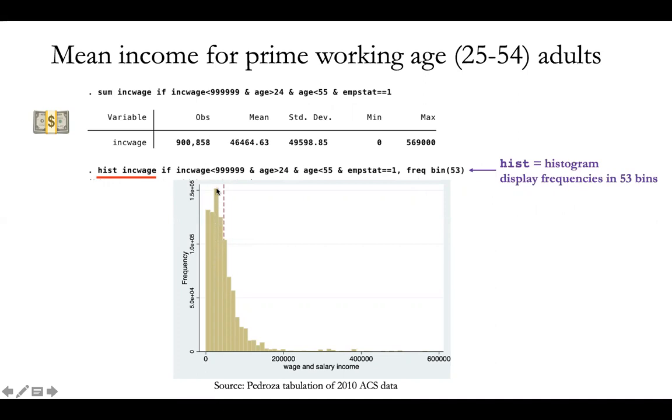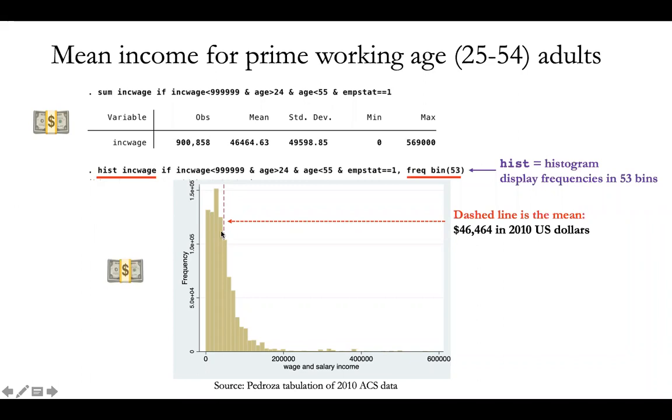And notice how the mode here is left of the mean, because that red dashed line is the mean of $46,000. So right away you can see, why is the mode to the left of the mean? Shouldn't they be close? Well, they would be, except that we have so many high income earners here pulling the average up. So these outliers, these high income wage earners, are pulling the average higher than it otherwise would be.